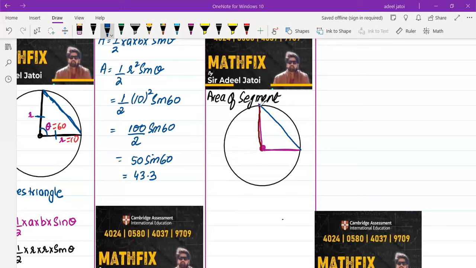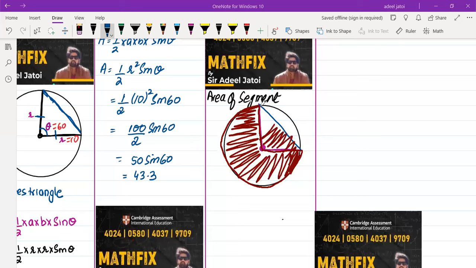Remember, area of the sector minus what? Triangle. When I'm subtracting the triangle from the minor sector, I'll be getting the area of the unshaded region. Now, similarly, this part is your major sector. When I add the triangle to this major sector, I will get the area of the major segment.